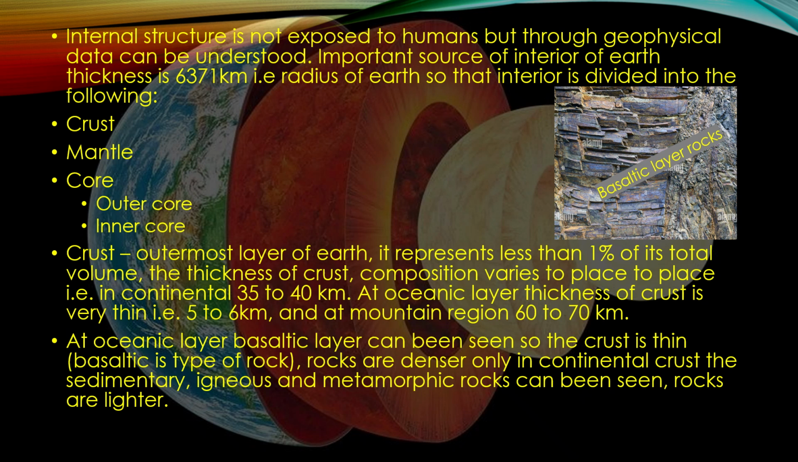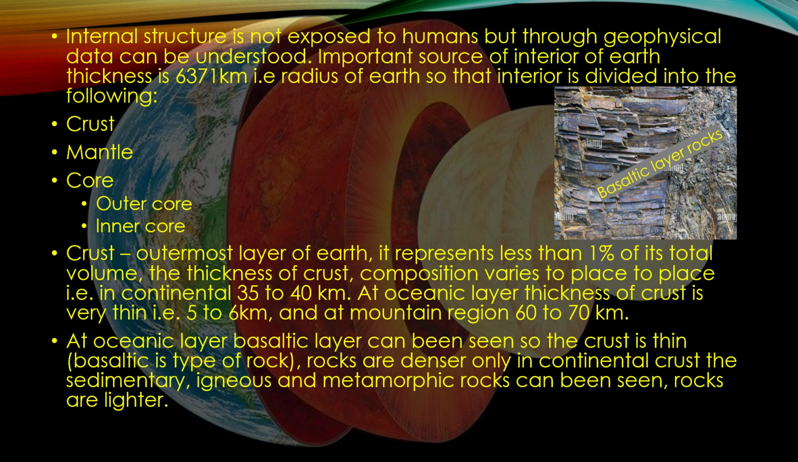The internal structure is not exposed to humans, but through geophysical data, it can be understood. The interior of the Earth is 6,371 kilometers thick, and it is generally divided into crust, mantle, and core. As you know, the crust is divided into an oceanic layer and a continental layer. The oceanic layer thickness is 5 to 6 kilometers, and the continental is 35 to 70 kilometers.